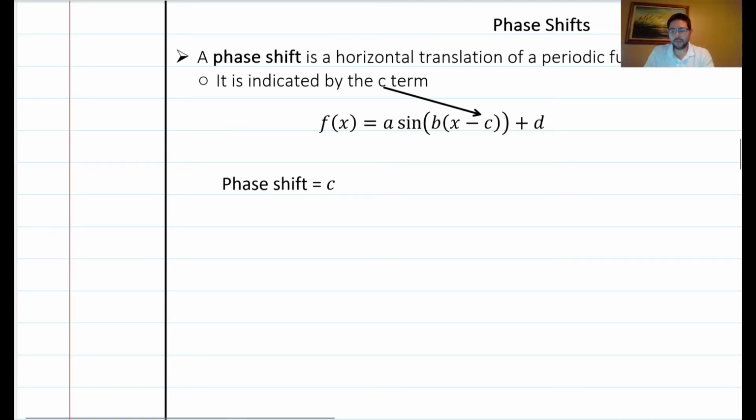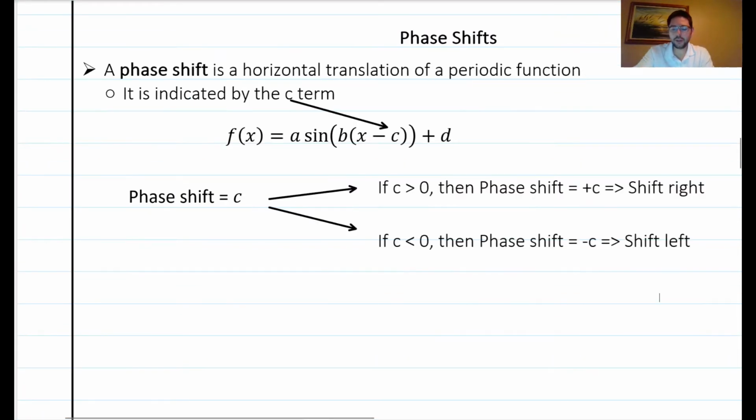Okay, so the phase shift is given by the C term. If the C term is positive, then the phase shift is going to be positive, which means it's going to be shifted to the right. A positive phase shift means a shift to the right. A negative phase shift indicates a shift to the left. So if the C were negative, the phase shift would be negative.